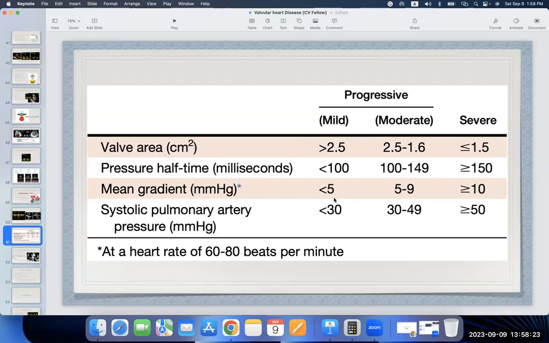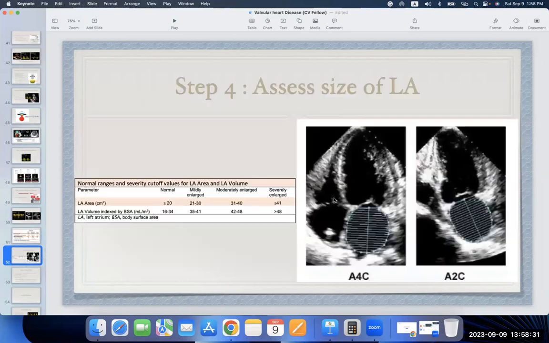This is again very important to memorize, to know the severity based on all these 4 criteria. The last thing to do is to also assess the size of the LA, because this is also a supporting factor for severe MS. But remember, it's better to always use the volume. You average the volume from the 4-chamber view and 2-chamber view and divide it by body surface area. And based on that, you can tell if the patient has normal, less than 34, or mild, moderate, or severe enlargement.